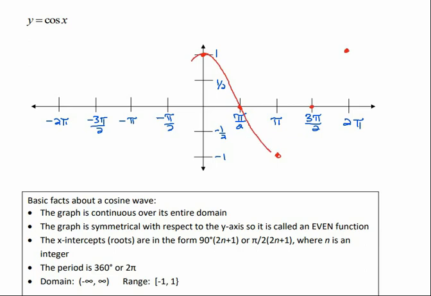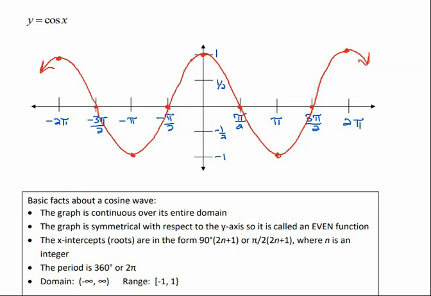So this is what our cosine curve looks like. And then, of course, it continues if we go on the negative values. And again, if we connect them, we have a smooth, continuous curve. And of course, we need arrows again at the end because it continues, it's continuous.